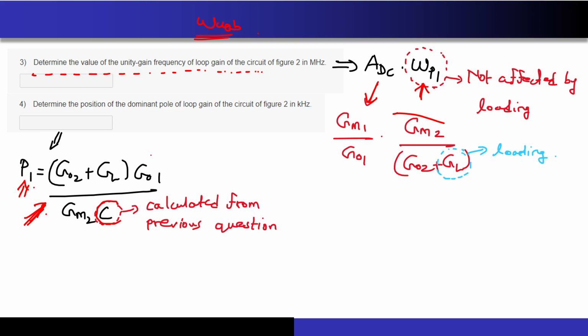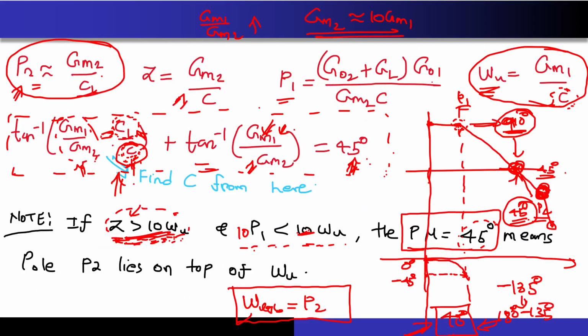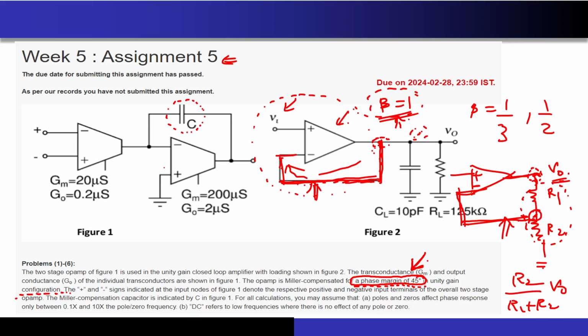Now you decided to calculate the loop gain. Correct? Now I just wanted to check if this particular expression of omega P1 will get affected by the loading, if I make any changes in the loading or not. Correct? Now why I was saying like this, because remember, compared to the week 4 assignment, the value of the CL is changed over here. Correct? Previously this was 1 picofarad. Now this time it has become around 10 picofarad.